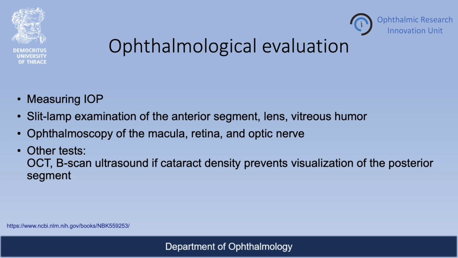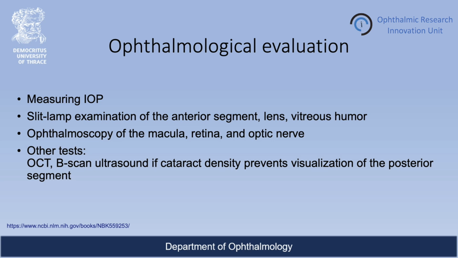Next, we proceed to measure intraocular pressure, a vital parameter to assess before surgery. An increase in intraocular pressure can complicate the surgical procedure and affect the recovery process. Additionally, a slit lamp examination of the anterior segment, lens, and vitreous humor is necessary. This detailed examination helps in identifying any abnormalities that might not be visible through a simple external examination.